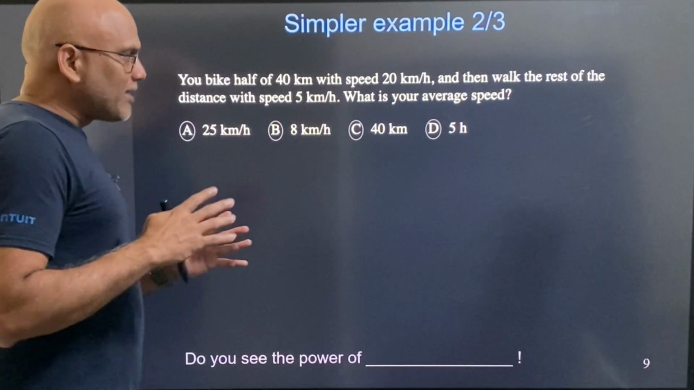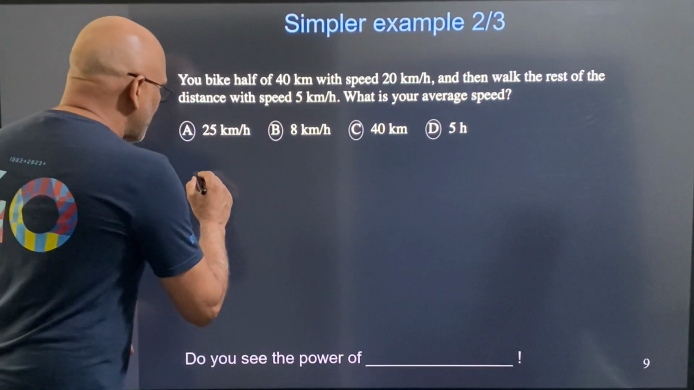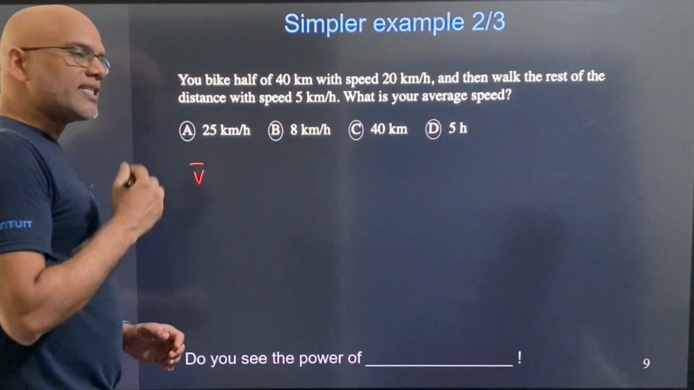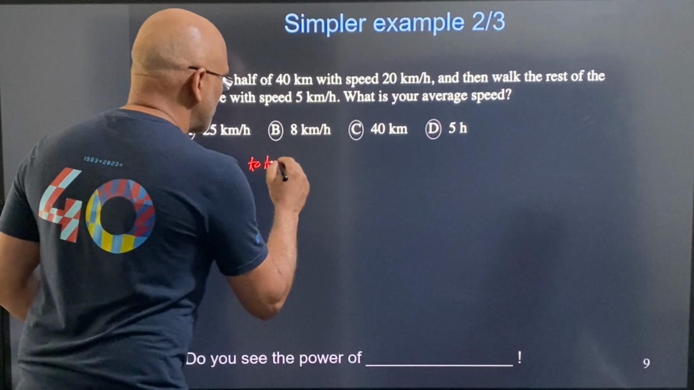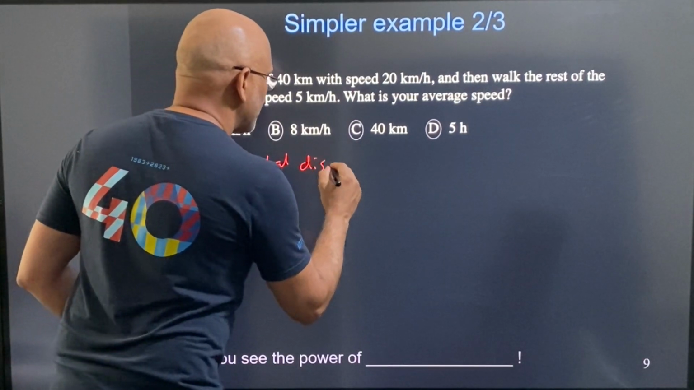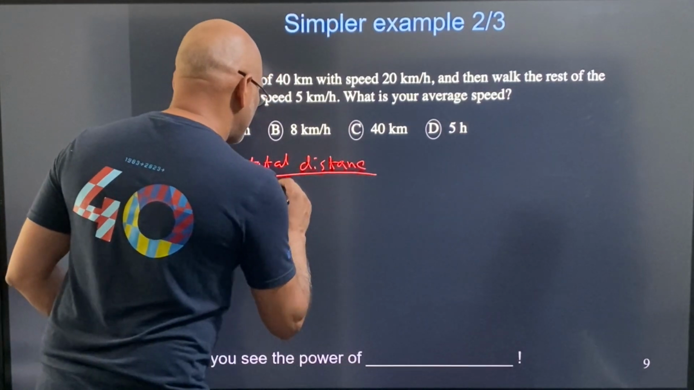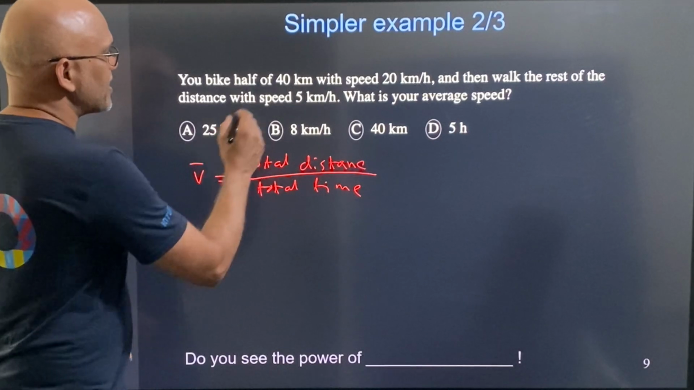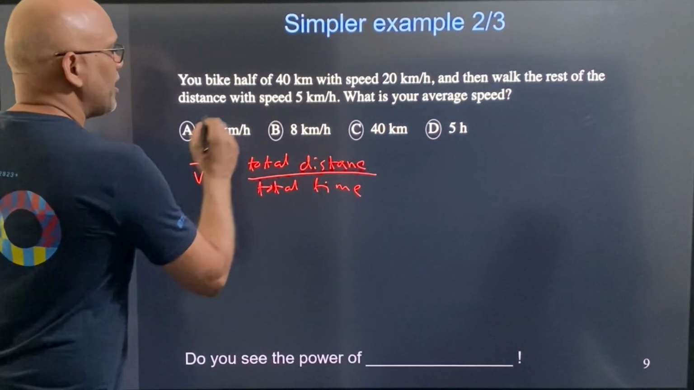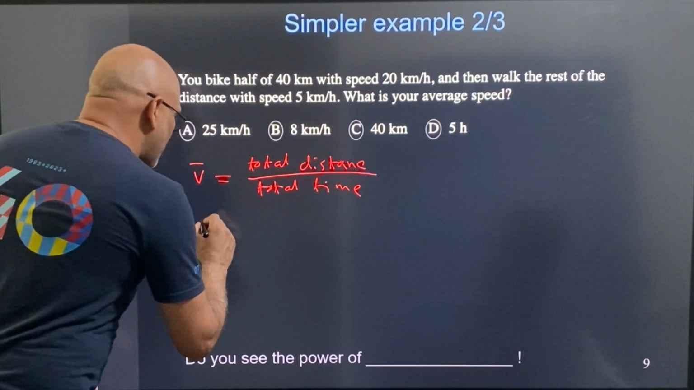All right, let's try to solve this step by step. Average speed, let me denote it by V bar. It's just a symbol. By definition it is the total distance over total time. So total distance I know is 40 kilometers, but do I know the total time? I don't know the total time. So let me calculate that.